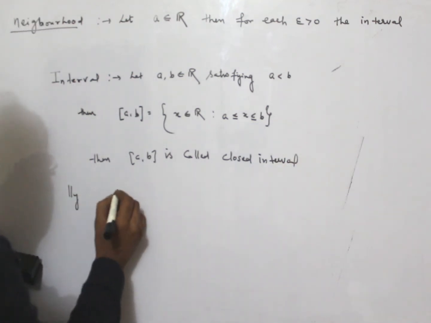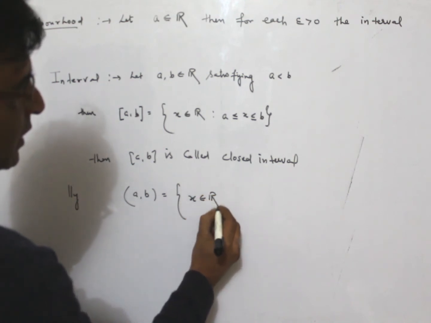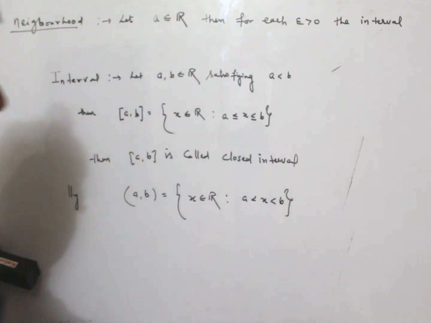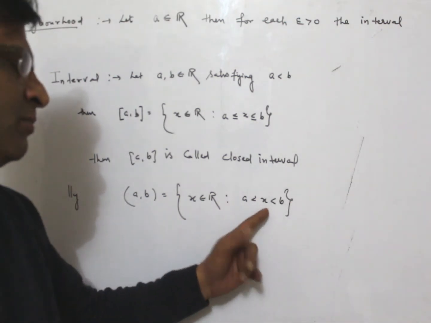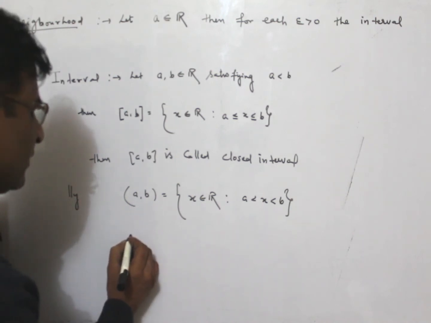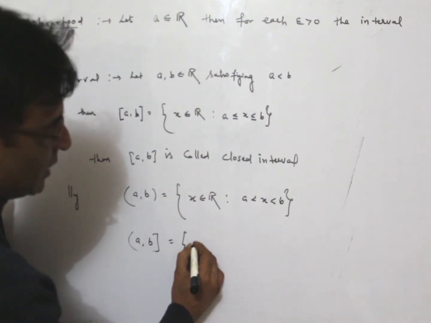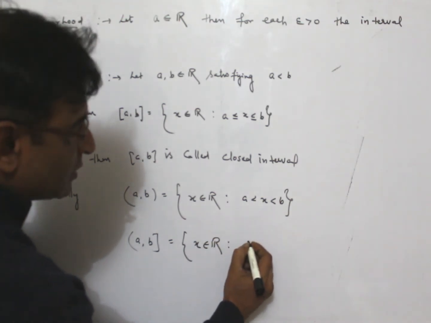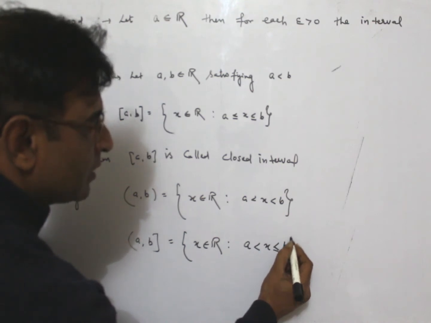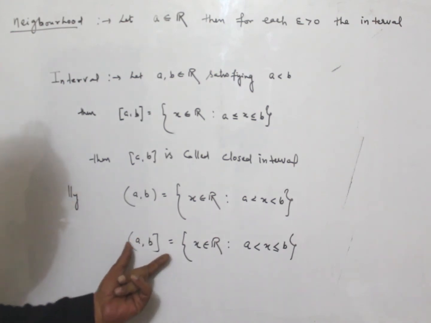Similarly, this is open interval, and the definition, X real number such that the value of X lies exactly between A and B. X cannot be A or B. And this interval is open closed interval, and this you can say that X are the real numbers such that A less than X less than or equal to B. Similarly, I can say closed open interval. This is open closed interval.